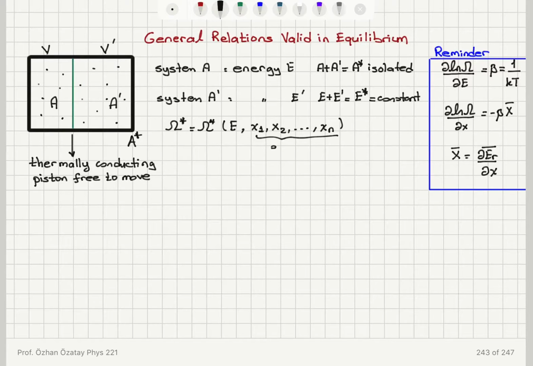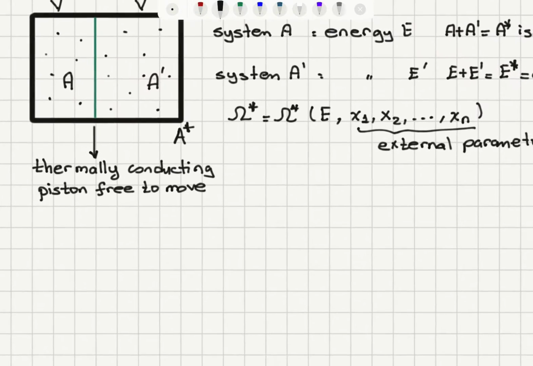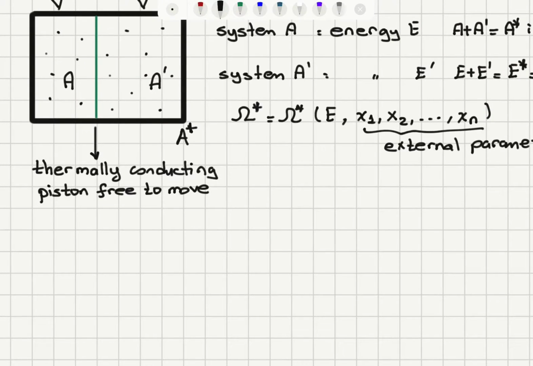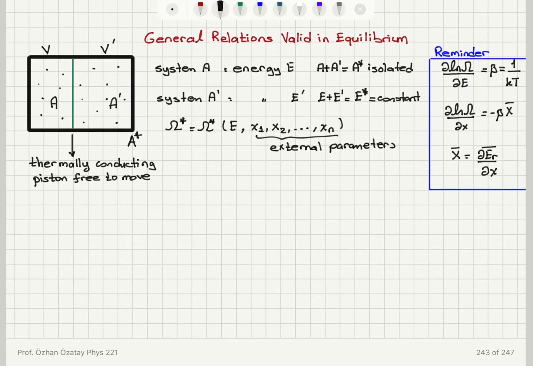These are my external parameters. And in this system I have a thermally conducting piston which is free to move, that is connecting system A to A prime, and this basically implies that in this interaction I have both heat exchange and work present.